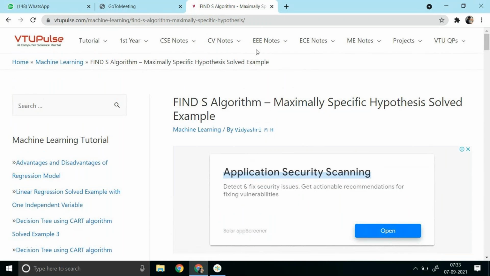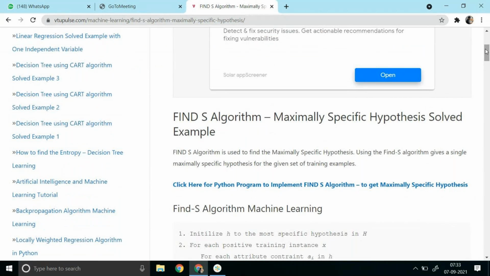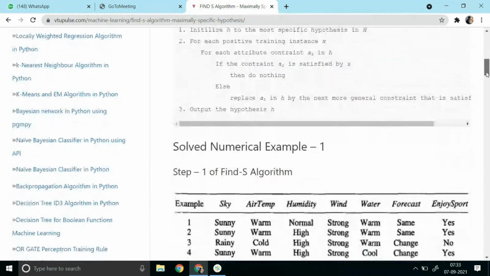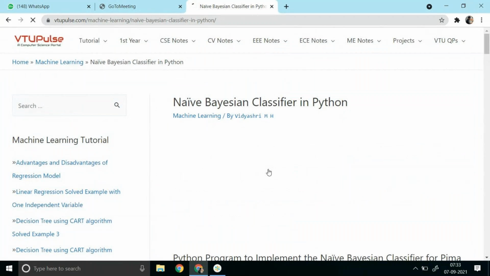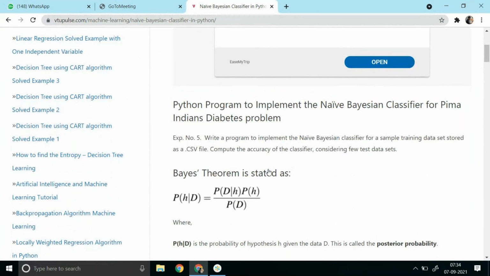Okay, so now we'll see the Naïve Bayes classifier. Basically, the Naïve Bayes classifier is based on the Bayes theorem. This is the formula: P of H given D is equal to P of D given H into P of H, divided by P of D. P of H given D is the probability of the hypothesis for the given data D. This is called the posterior probability.